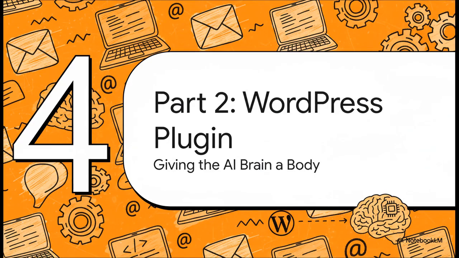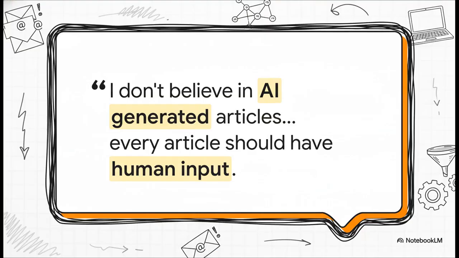All right, so we've got this powerful AI brain, but a brain's not much use without a body, right? So let's talk about the front end, the part that makes this whole thing useful, a custom WordPress plugin. But here's something that's really central to his whole philosophy. He's not trying to build a robot writer to replace people, not at all. He believes AI should be a collaborator, a helpful assistant that makes things faster, but the human writer should always have the final say.